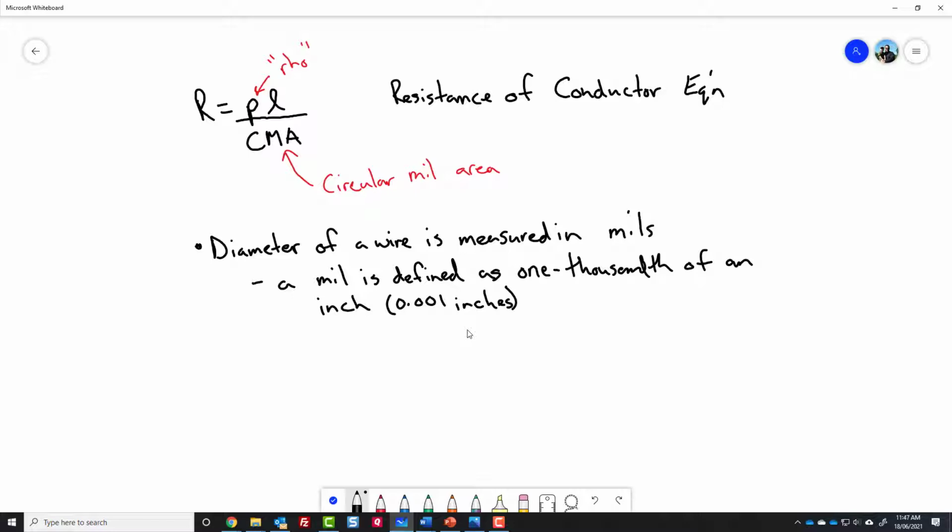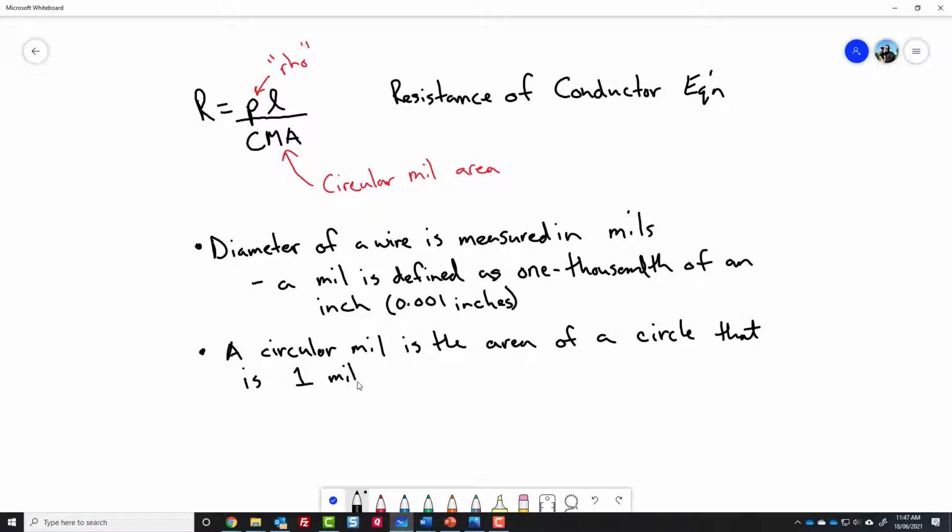Now, that's for the diameter of a wire. So a circular mil is the area of a circle that is 1 mil in diameter. Okay? Stay with me. Is 1 mil in diameter.